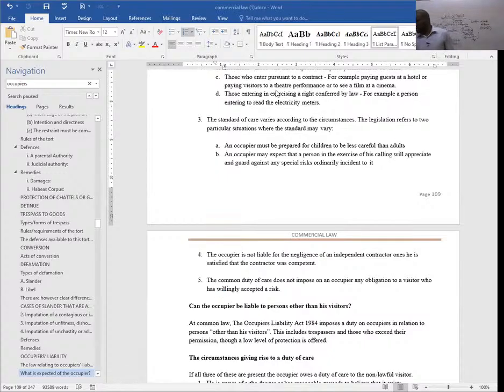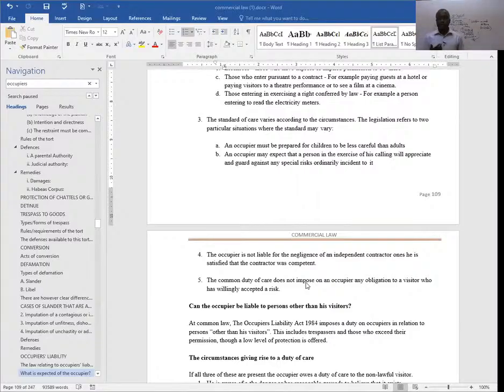So that is in a nutshell what we mean by occupier's liability: an occupier of a property or of land has a responsibility of ensuring the safety of those who are visiting the premises. So he has a duty of care to ensure those coming to the land or property are actually very, very safe.